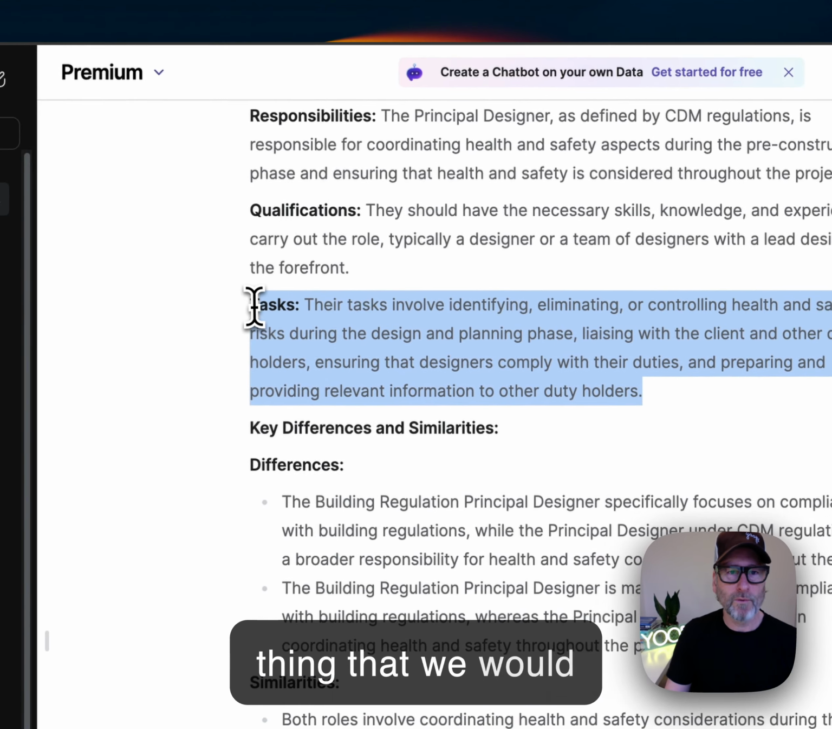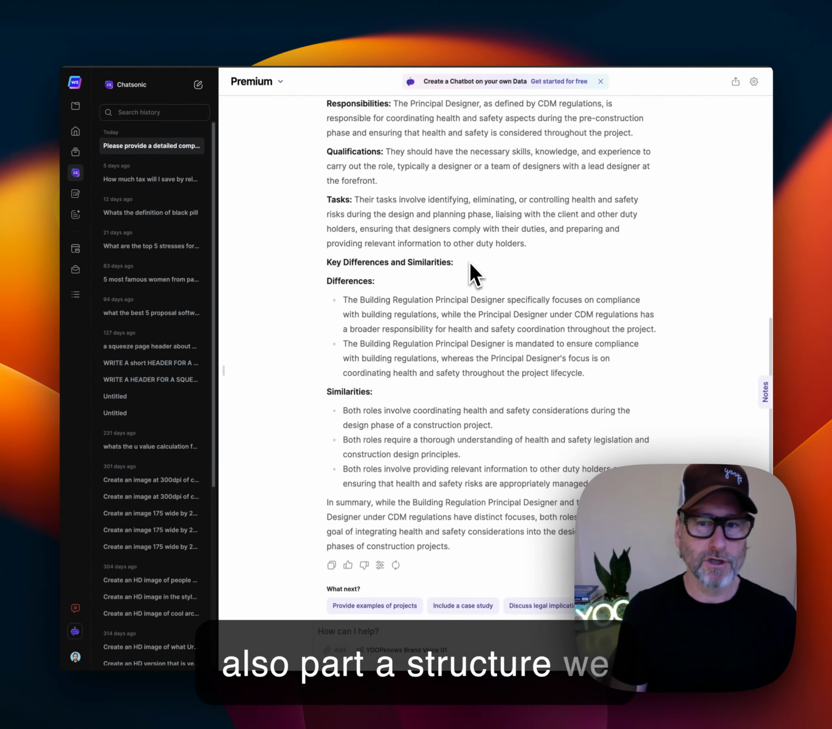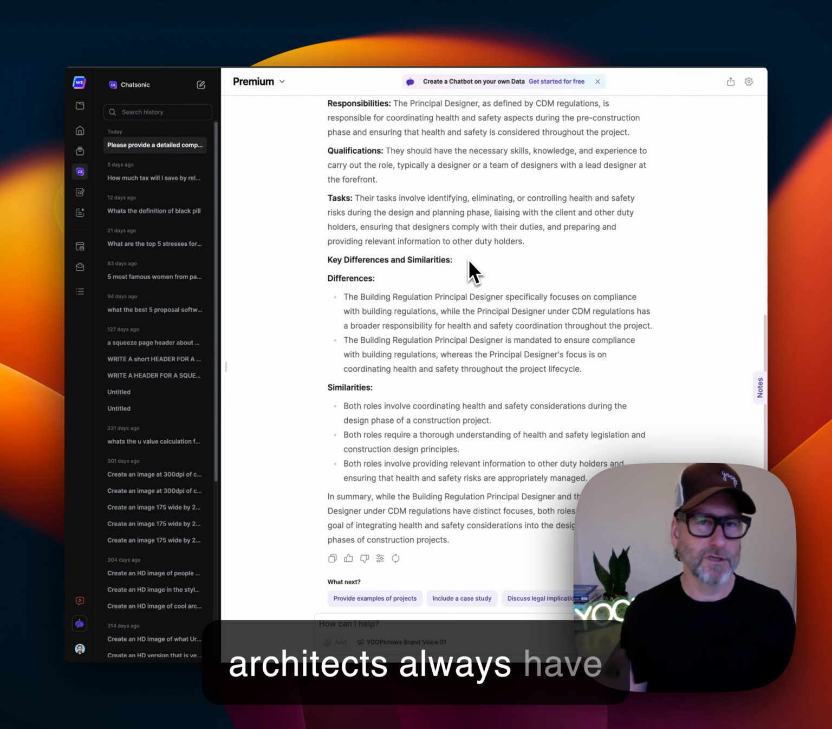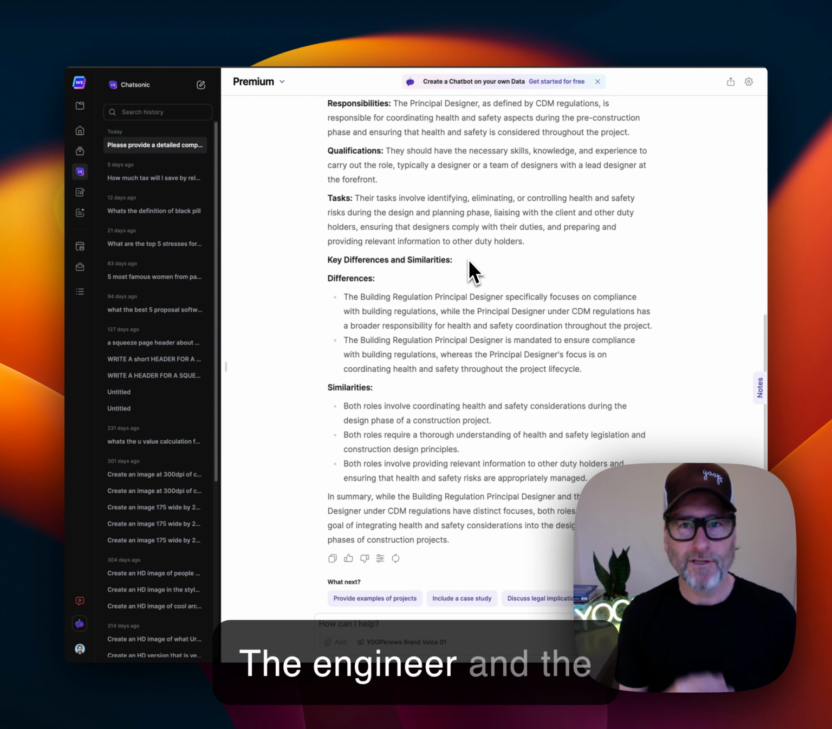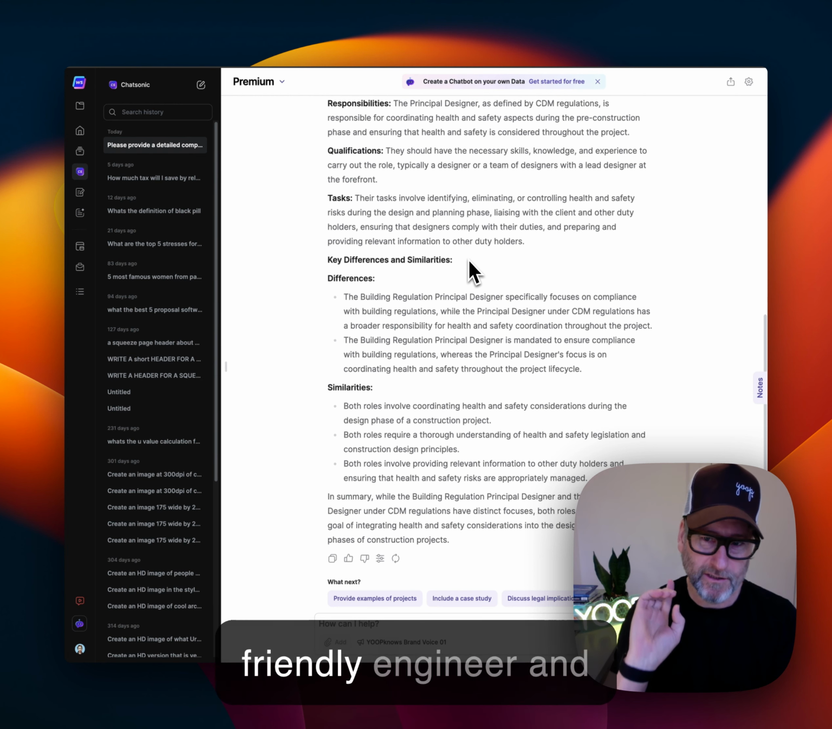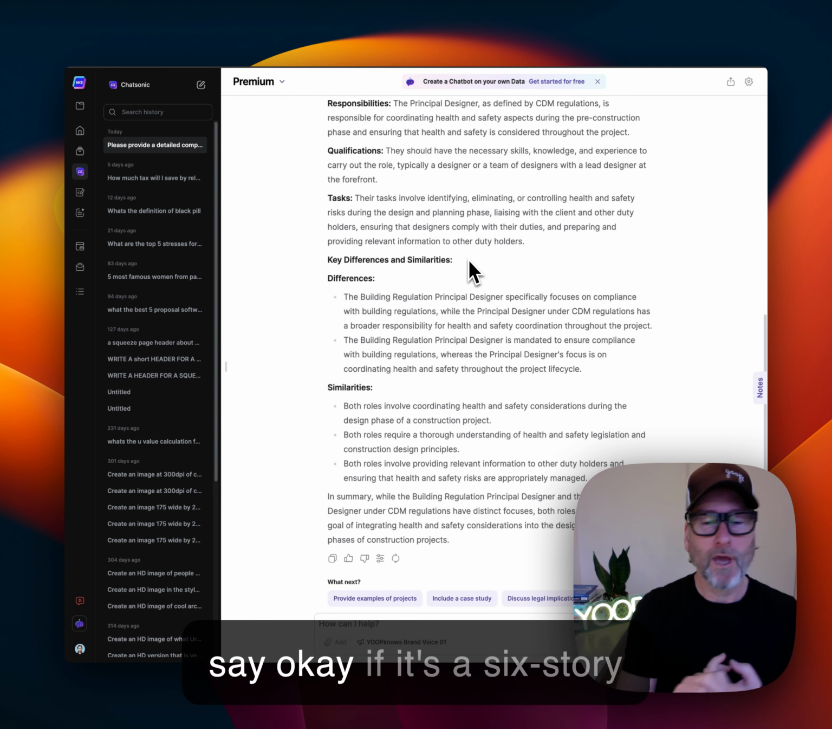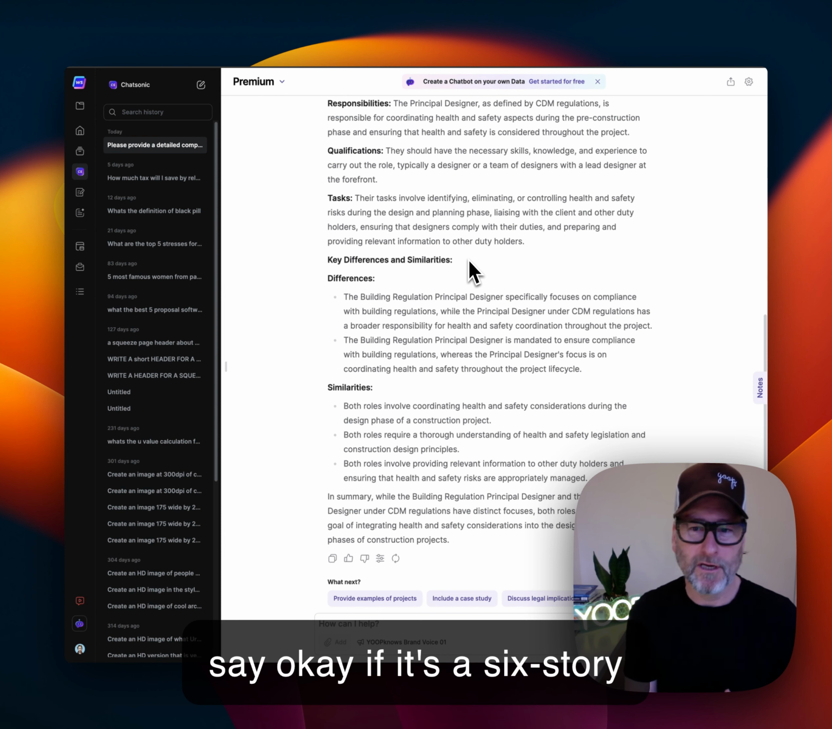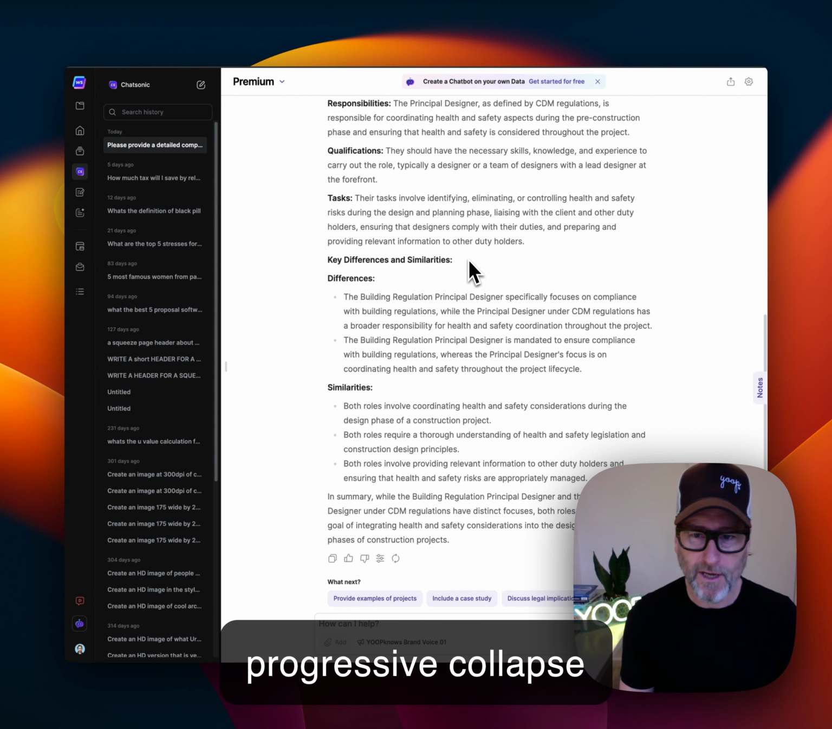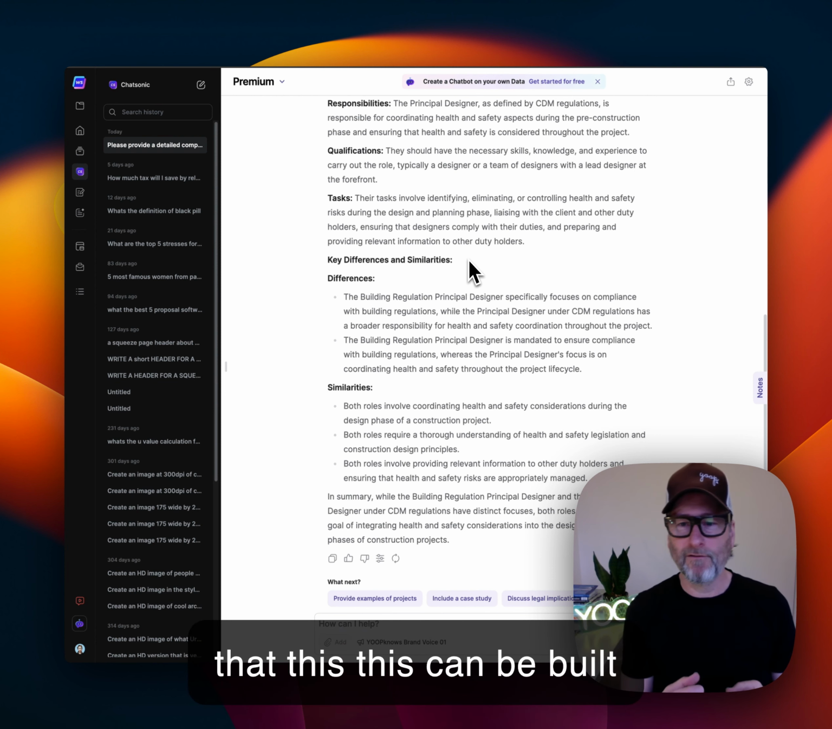So the other thing that we would probably be doing now in terms of building regs is also Part A, structure. We would be quizzing. We work closely with structural engineers, and I think most good architects always have their favorite engineer. The engineer and the client, etc., should have a friendly contractor and friendly engineer, and maybe M&E as well, and say, okay, if it's a 6-story multi-apartment building, how are we dealing with progressive collapse? And maybe just ticking that off the form and saying that this can be built safely, etc.